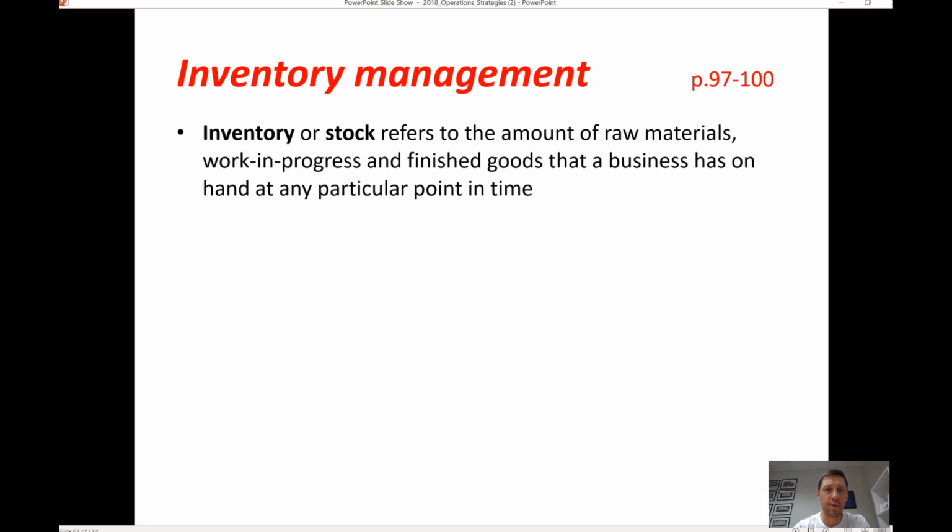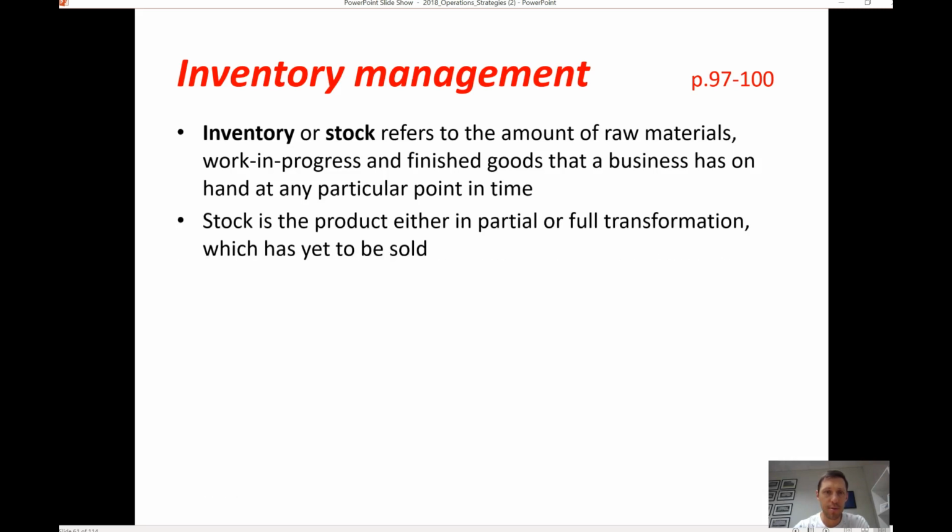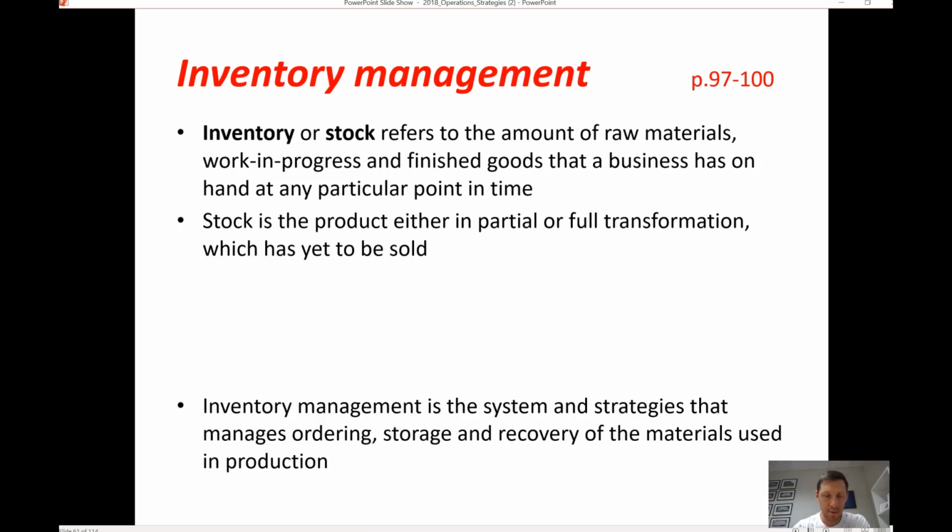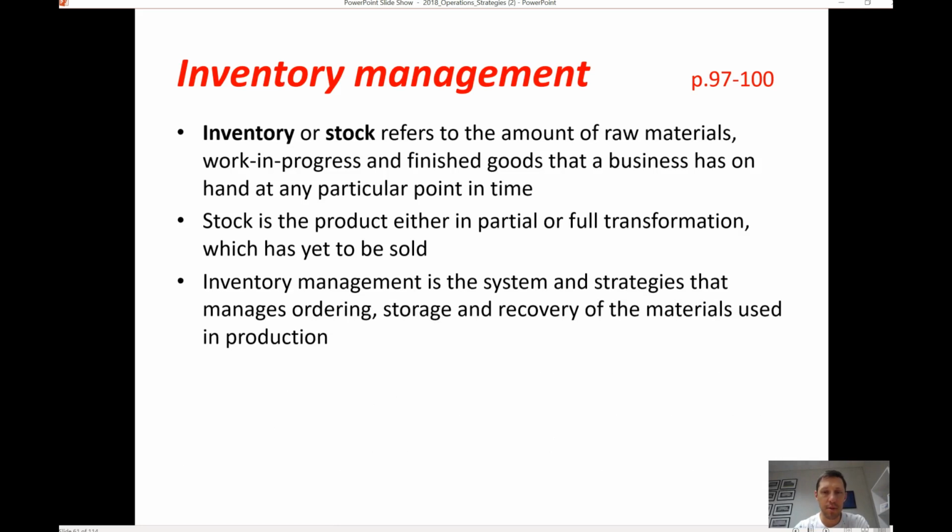food for Qantas at any one point in time, its ingredients for producing that food, and any other key stock that Qantas requires. Aircraft isn't considered stock because that's a non-current asset of the business. It's things that the business will be either in progress or be using in the day-to-day operations of the business, as it says there, which is yet to be sold.